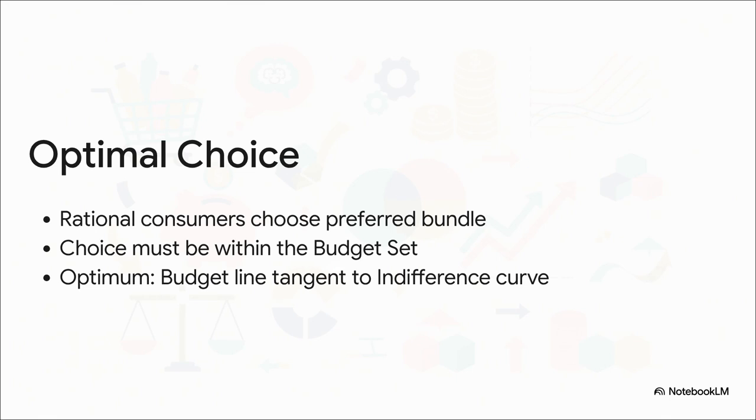So where does the magic actually happen? The consumer's optimal choice. A rational consumer obviously wants the best bundle they can get based on their tastes, but it absolutely must be affordable. It has to be inside their budget set. So the optimum choice is found exactly at the point where the budget line is perfectly tangent to an indifference curve. That point of tangency is where your highest possible satisfaction perfectly matches your exact budget. Draw this tangency point clearly in your exam, and I promise your examiner will love you for it.